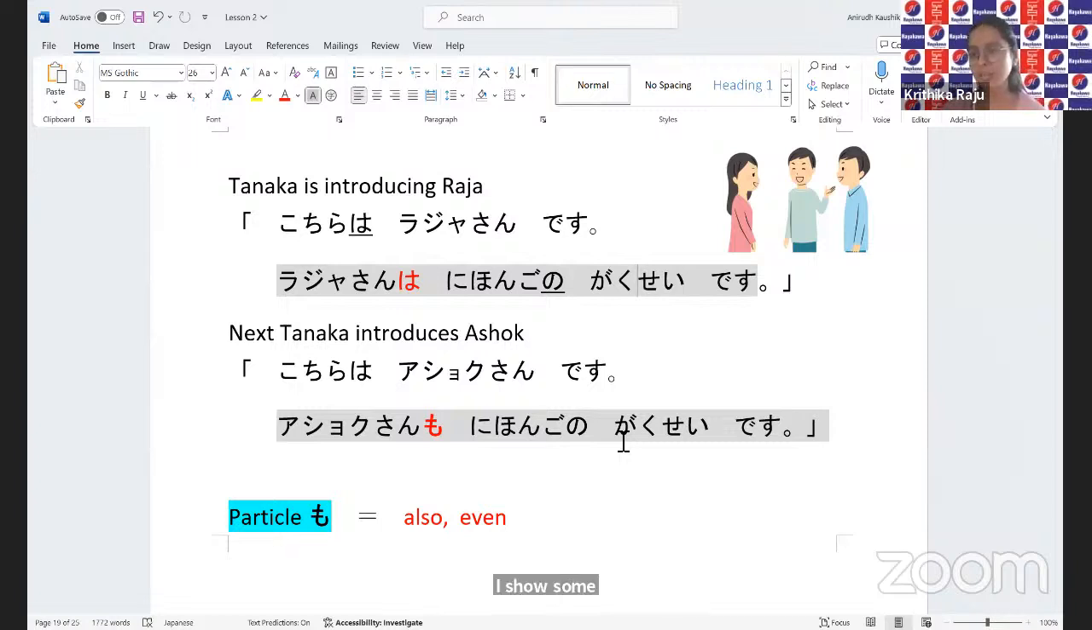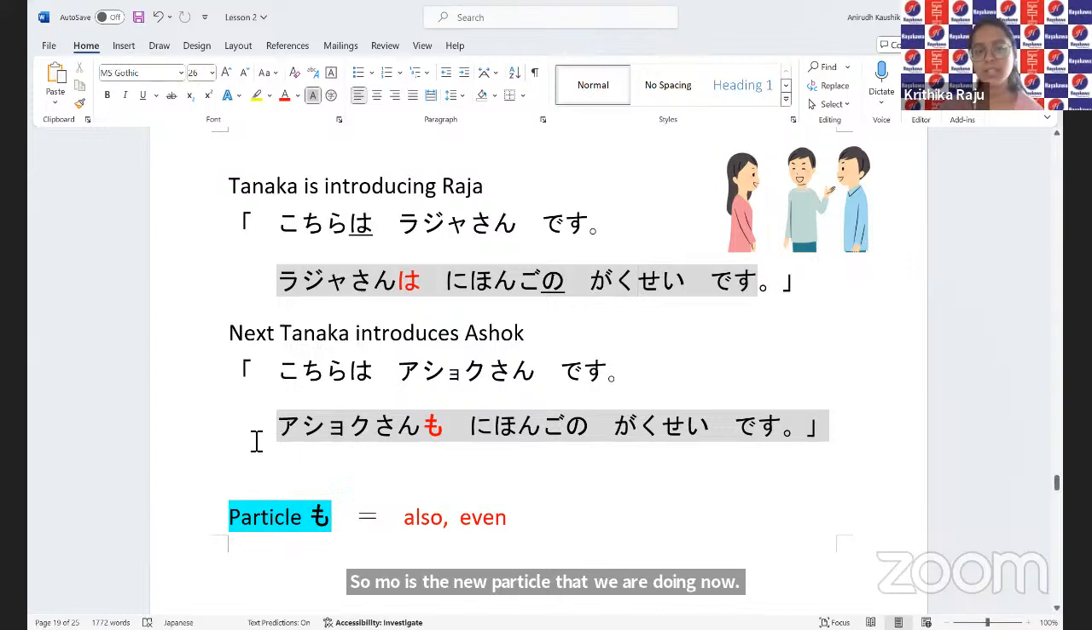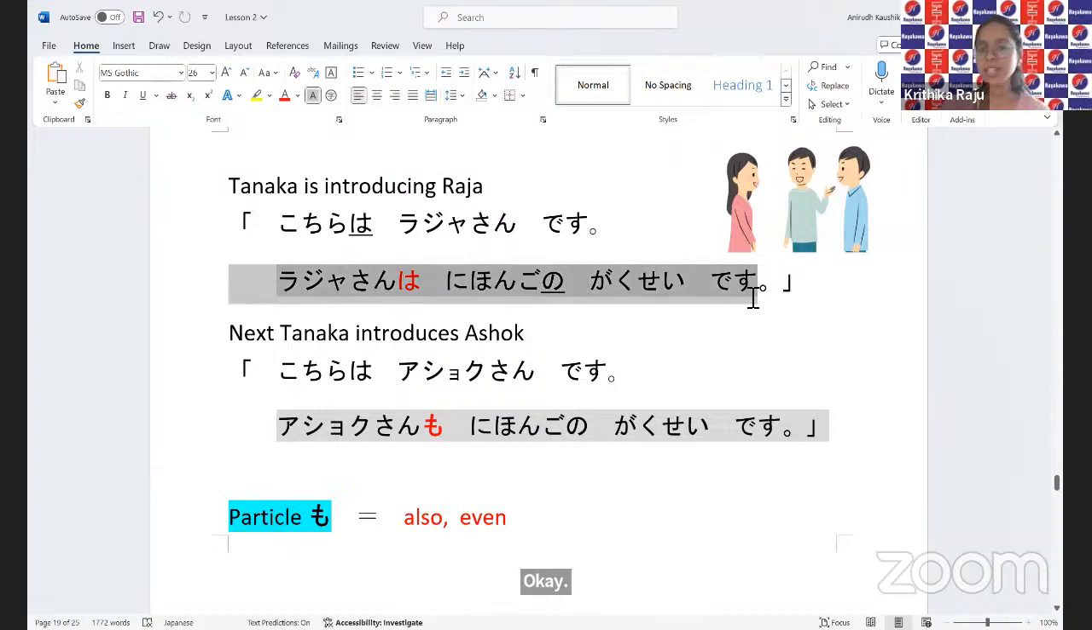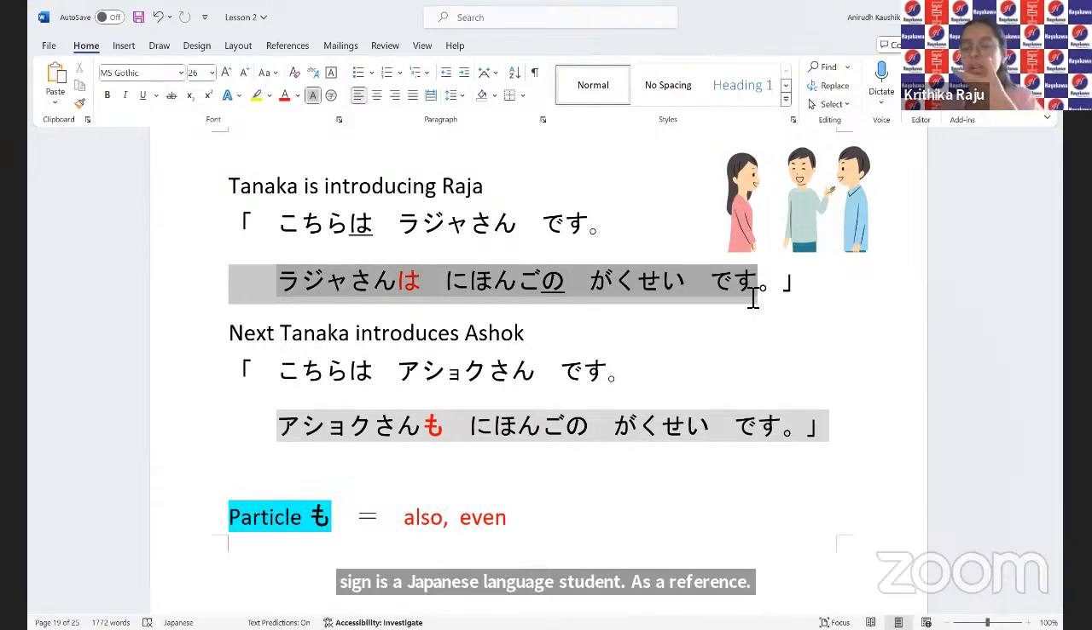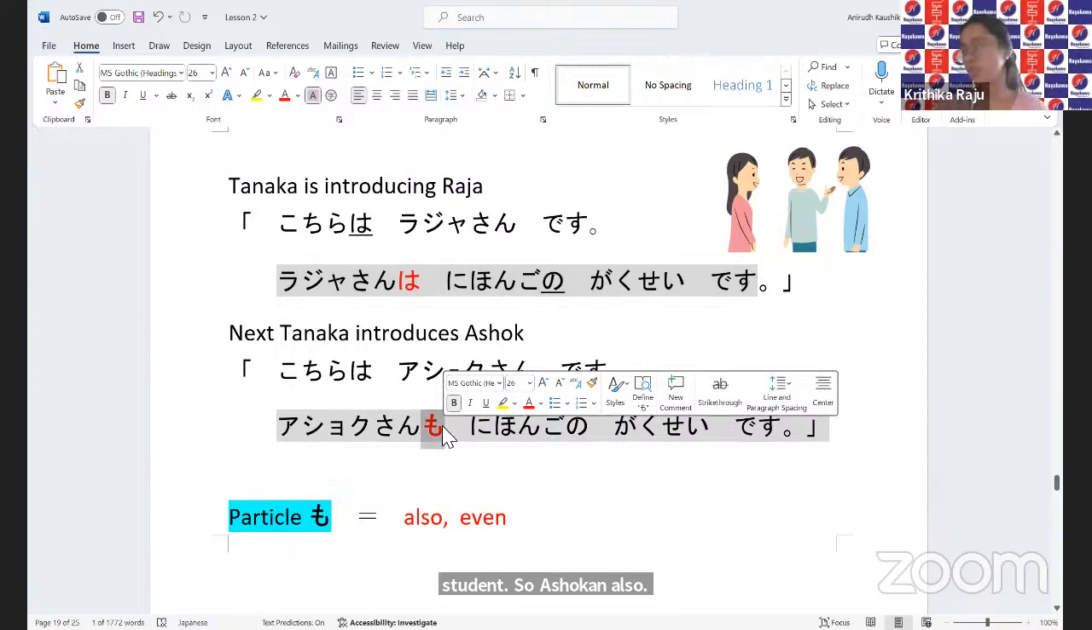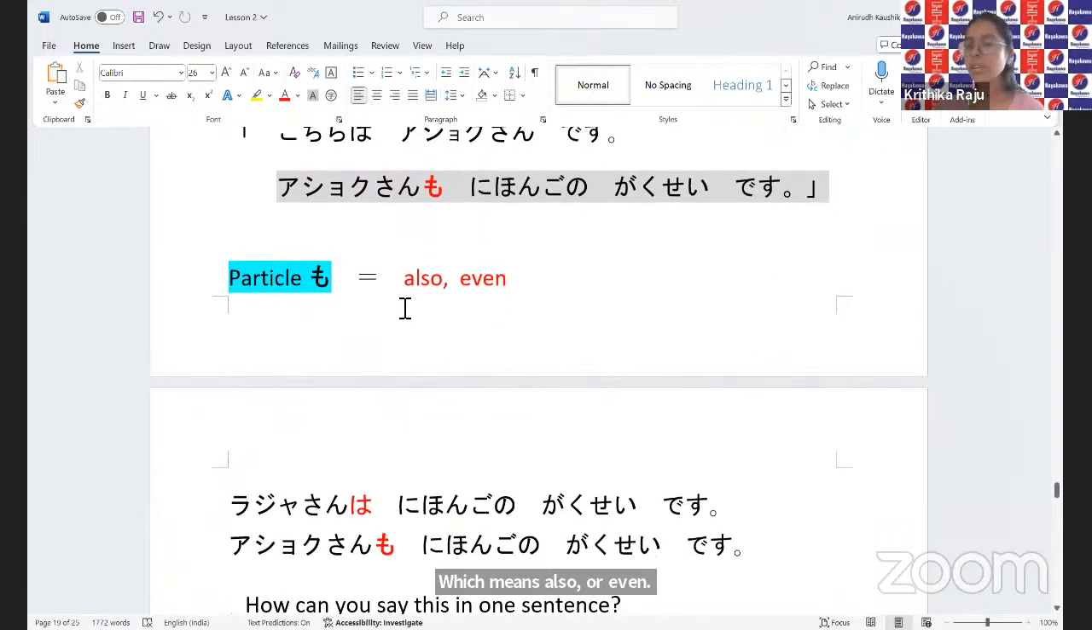So what can you understand? What do you think mo means? He is also a student. Correct, correct. So mo is the new particle that we are doing now. So mo takes the meaning also, even, you can see it here. Okay. So in this sentence, when she says Ashok-san mo, she's saying Ashok-san is also. So this is the reference. Raja-san is a Japanese language student, is a reference. Then she says Ashok-san is also a Japanese language student. So Ashok-san also, even Ashok-san. So Ashok-san takes the particle mo, which means also or even. Okay, so mo means also, even.